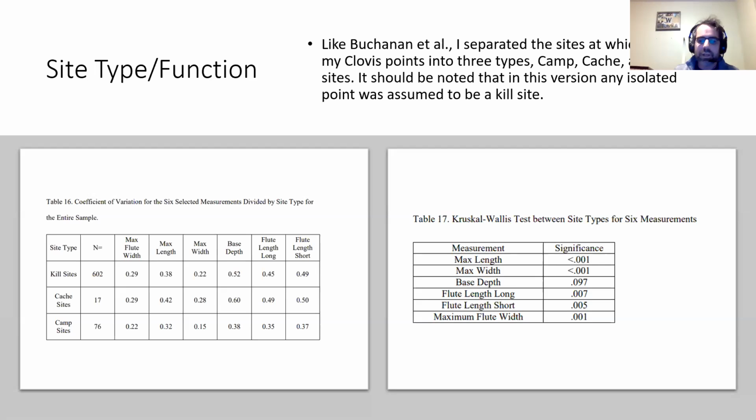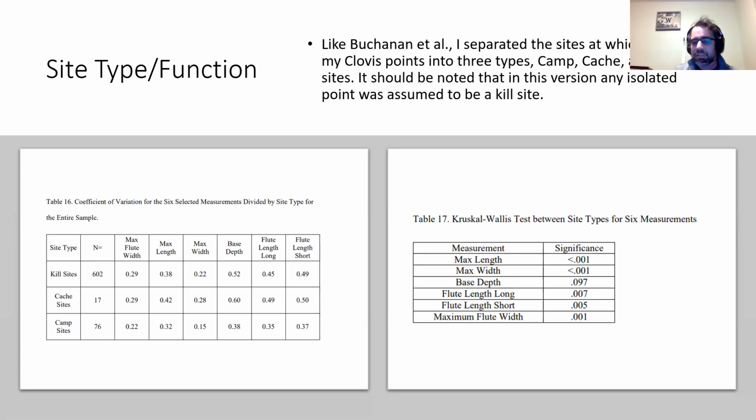I've also included them in an undetermined category by themselves, and it really doesn't have a great effect on the analysis. But running Kruskal-Wallis tests between the site types for 6 measurements, which include flute width, max length, max width, base depth, and flute length, long and short, you find that it is really significant. These site types are different, right? Max length, definitely, with cache points largely driving that analysis. They tend to be much, much larger, typically, but not always, than other projectile points. And also that's true for max width.